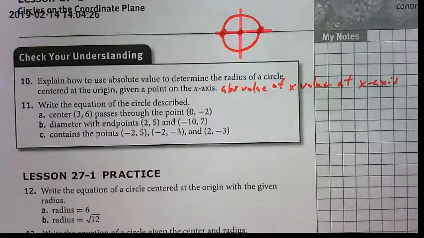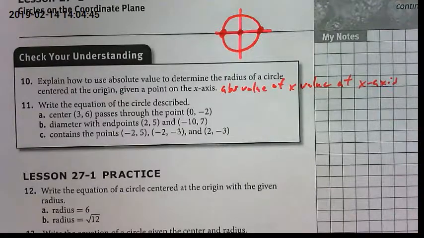Now, for number 11, it says write the equation of the circle described. So we're not starting off with easy questions here. All right, there's some easier questions down below in the practice, and we'll get to some easy questions. But some of these questions make you think. All right, we're going to take a look at parts A and B.